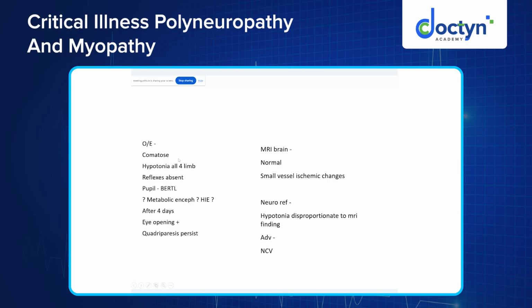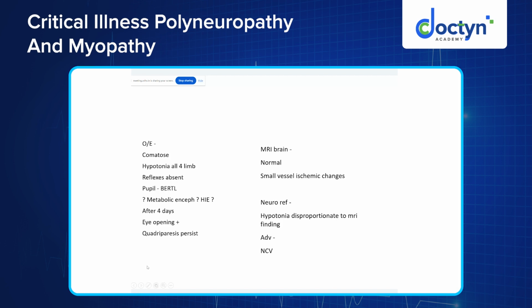On examination, the patient was comatose. There was hypotonia, which was present in all the 4 limbs. The reflexes were absent. And a diagnosis of metabolic encephalopathy, hepatic ischemic encephalopathy was being made. After 4 days, somewhat of eye opening was present in the patient. A quadriparesis, absent tone in all the 4 limbs presented. MRI of the brain was done, which shows normal small vessel ischemic changes. And neuro reference was done, which showed hypotonia disproportionate to the MRI findings.